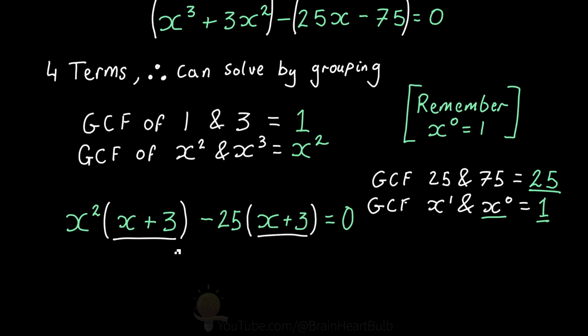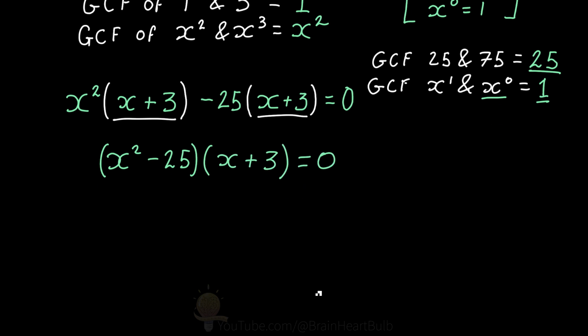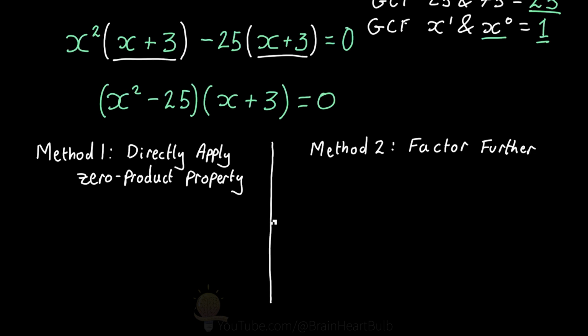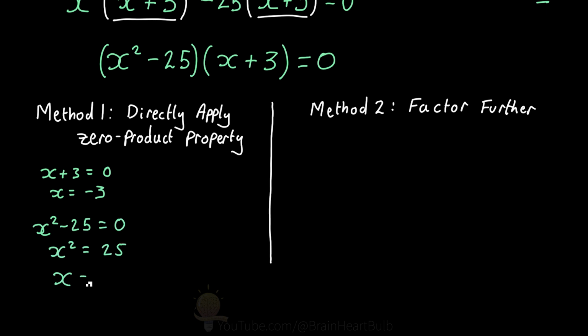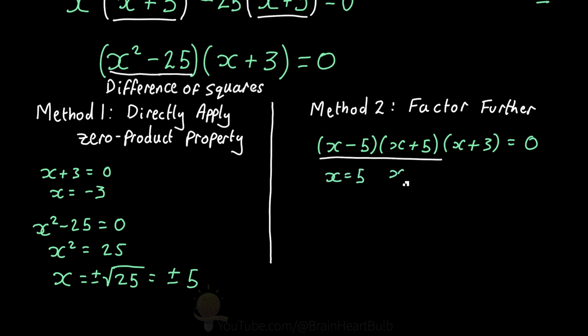So our factors are x squared minus 25, which you notice again is a difference of squares, and x plus 3. So again, we can use the zero product property here directly, or we can factor the difference of squares further. And we've got 2 different methods here. So the first method would be applying the zero product property directly, and the second method, we're factoring out the difference of squares. And our x values are 5, minus 5, and minus 3.